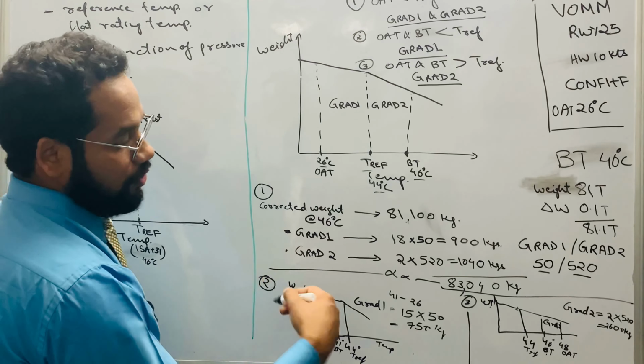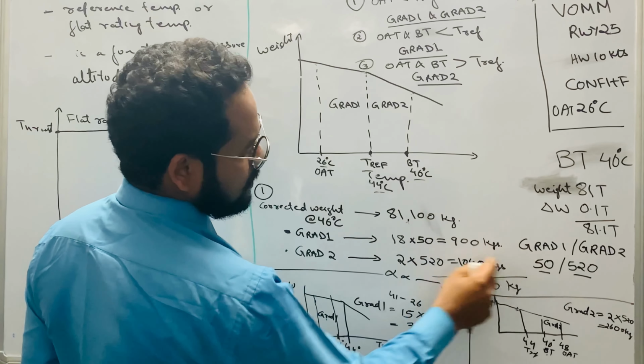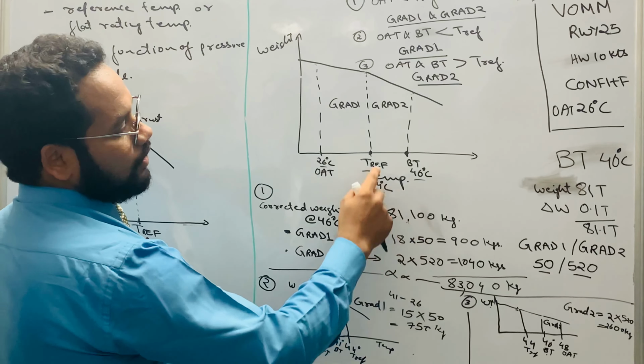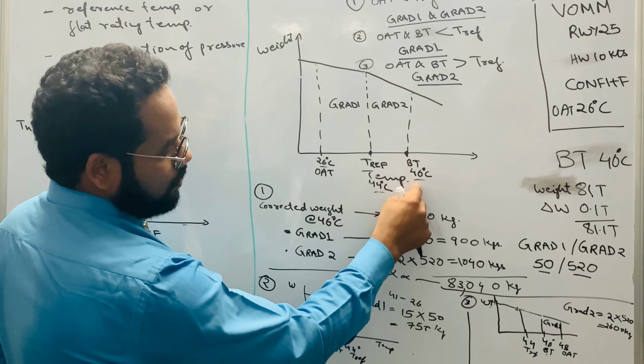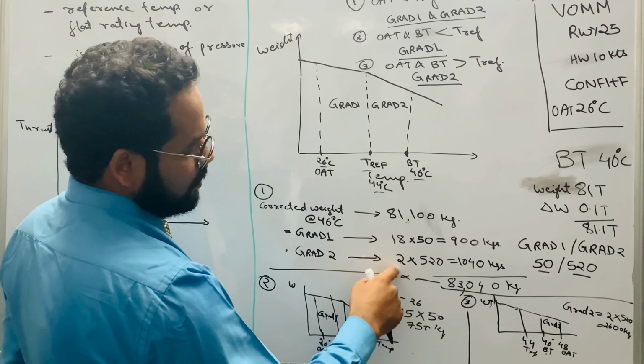In case number 1, if you want to apply grad 1 correction, just find the difference between these two and multiply it with the correction value, which is 50 in this case. In order to find grad 2, find the difference between the lowest temperature and TREF. So mark here the box temperature and TREF, and here it was OAT and TREF. After finding the difference between box temperature and TREF, how much is it right now? 2 degrees. You multiply it with the grad correction value, which is 520 given in the RTW chart. So you will get the grad 2 correction value.